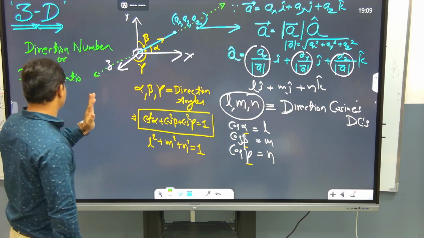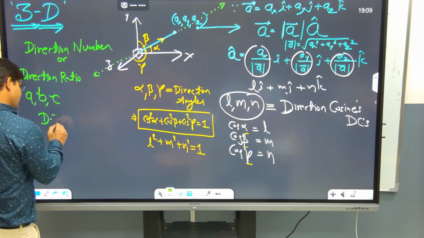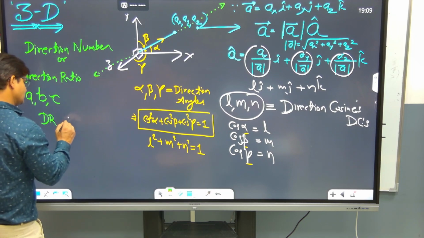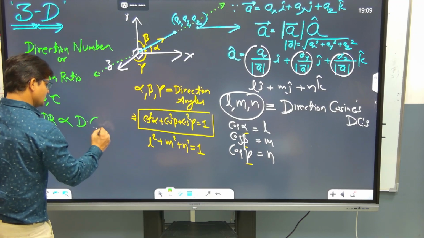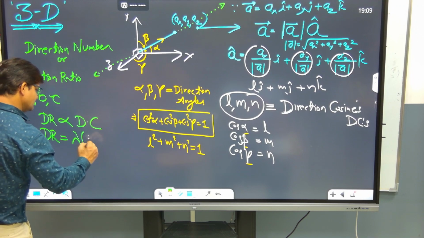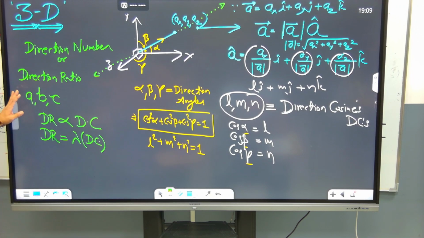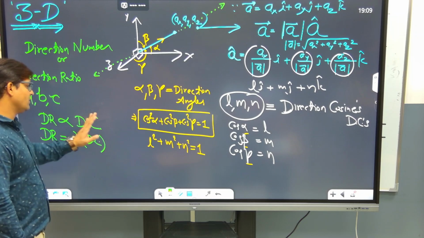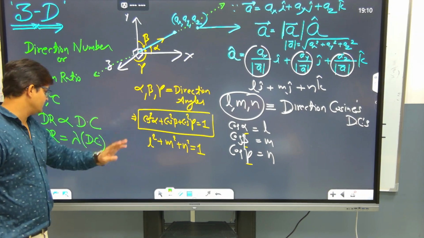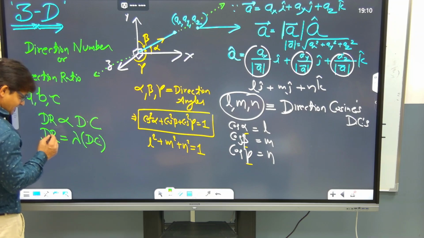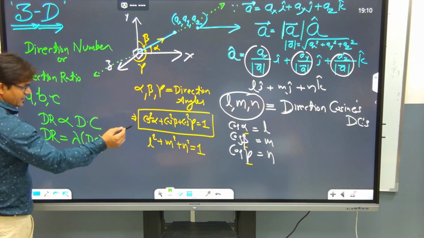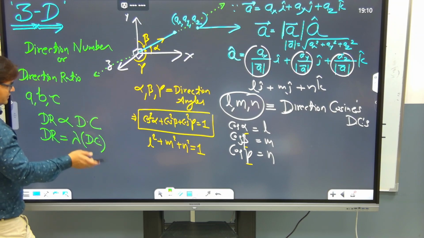So we can say direction ratio is a number which is proportionate to direction cosines. When we use a proportionality constant, for example lambda, then A is lambda of L, B is lambda of M, C is lambda of N. So here, direction ratio means we multiply any scalar quantity with the direction cosines, like L, M, N multiplied by 2, so 2L, 2M, 2N.